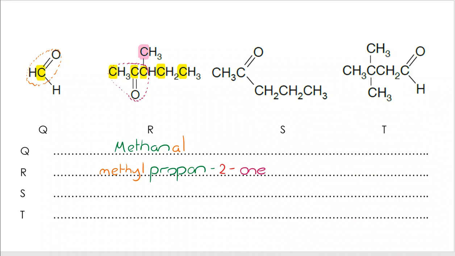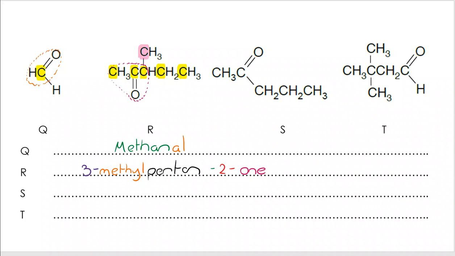Remember, pent is 5, like pentagon, the shape. So actually, if I put all of that in, I end up with 3 methyl. I've got a methyl on the 3rd carbon, and then I have pentan because it's 5 long, and my ketone group is on the 2nd carbon, so 3 methyl pentan 2-one.